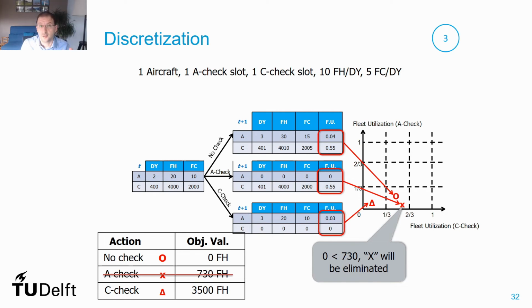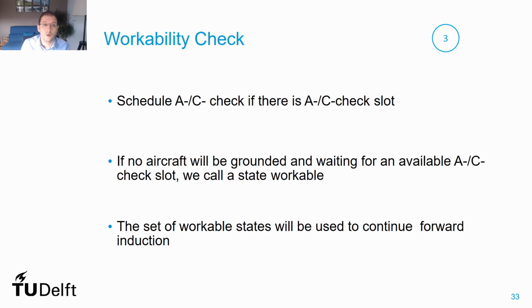So to address this last problem, Qichen has developed what he calls a workability check algorithm. So an algorithm that checks if a given outcome state will become feasible in the future. By following a greedy approach, that means by allocating an aircraft to a check every time that we do have a slot available in the future, and this is a very fast algorithm to run, we're going to check if there is no aircraft being grounded in future stages following this greedy approach.